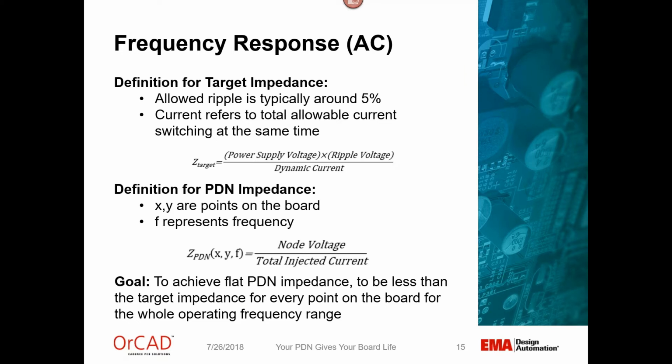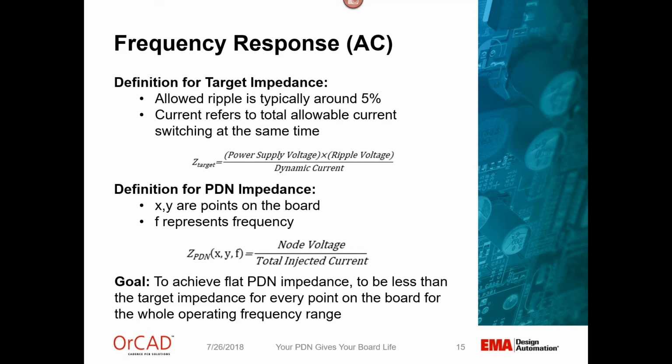So let's step up to a higher level and figure out how we can measure whether our board is able to achieve the low voltage ripple we want across our whole operating frequency range and at every location on our board. The measurement for this is the target impedance, the Z target equation at the top here. Typically, the allowed voltage ripple is around 5%, and we multiply that by our power supply voltage, and then divide it by our dynamic current, which is the theoretical total amount of current that might be switching at any one time. So we're able to achieve what we call flat PDN impedance.